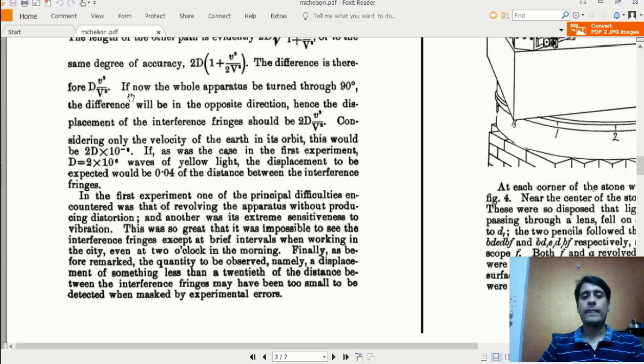If now the whole apparatus is turned through 90 degrees, so the main concept is to turn the whole interferometer by 90 degrees, the conditions for the paths AB and AC will be reversed. The difference will be in the opposite direction, hence the displacement of the interference fringes would be 2D v squared upon V squared. For these things you can refer to the previous lecture.